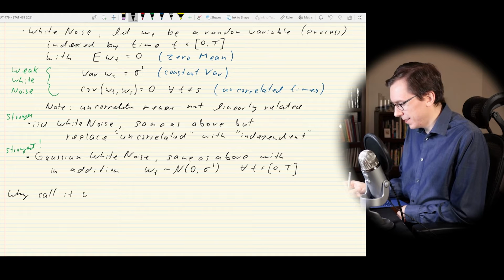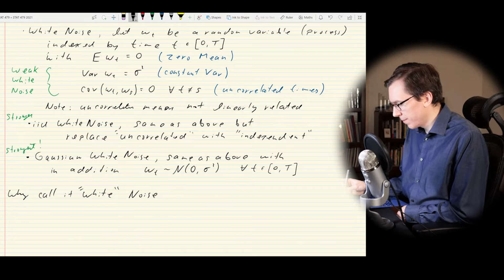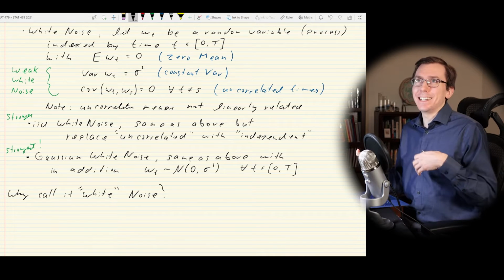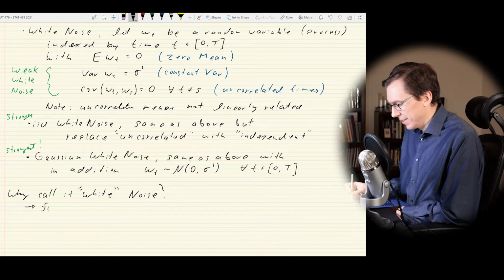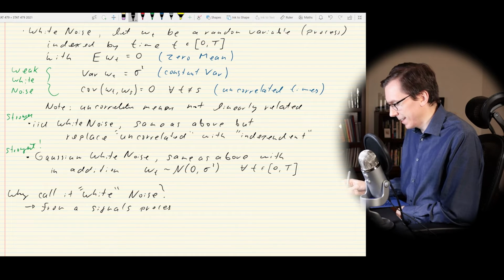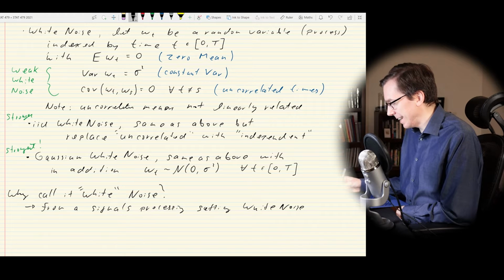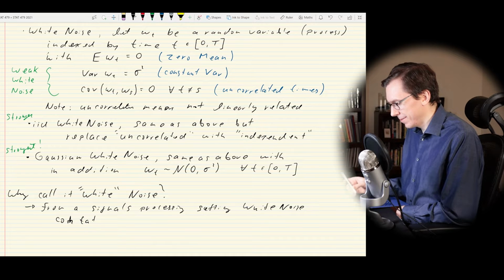Why call it white noise? Well, the reason comes from signals processing. So from a signals processing setting, white noise contains every frequency.